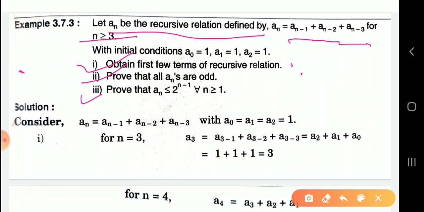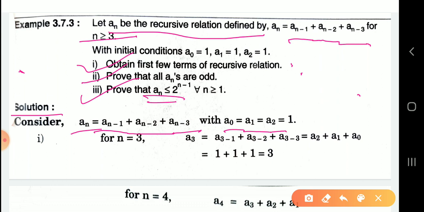And lastly, prove that a_n is less than or equal to 2 raised to n minus 1 for all n greater than or equal to 1. We have to prove this condition using the second principle of mathematical induction. Okay, so we start with the solution. Here we are given a_n = a_(n-1) + a_(n-2) + a_(n-3), and the initial conditions are a0 = a1 = a2 = 1.